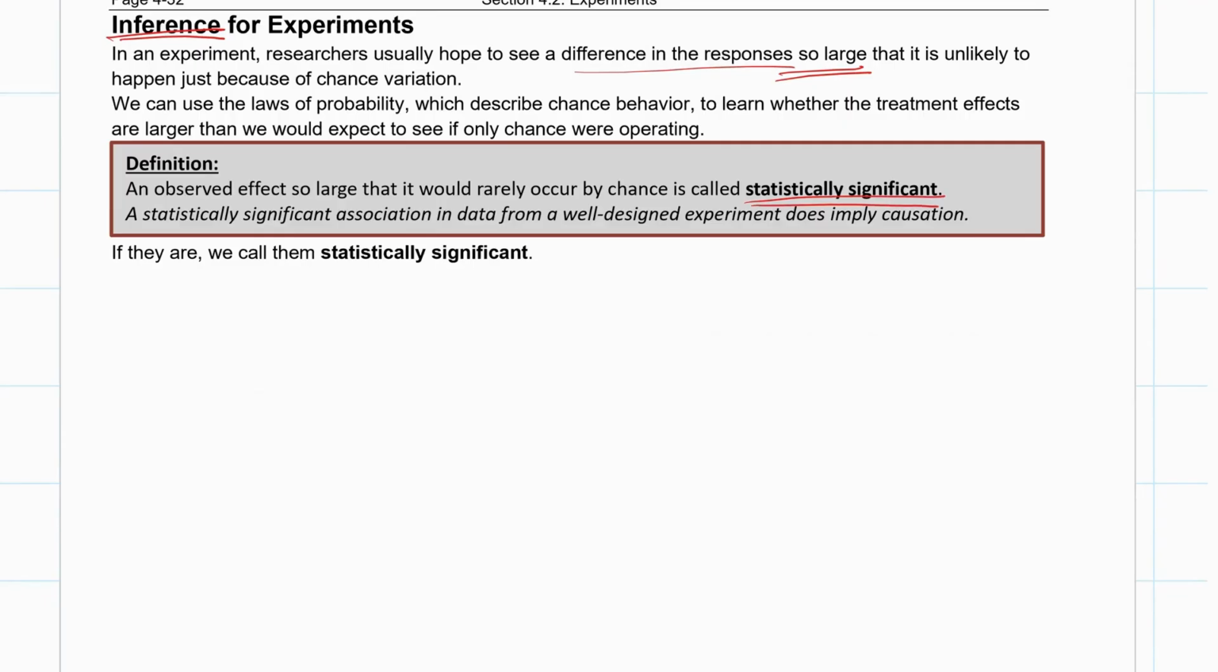That is, the observed effect is so large that it would rarely happen by chance. And we say that a statistically significant association in data from a well-designed experiment does imply causation. We get to the point where we can actually say this thing did cause that other thing. And we call this whole situation statistically significant, which means in class, if we use the word significant, we better be doing it in the context of this particular idea: experiments well designed and an outcome so large that it didn't happen by chance.